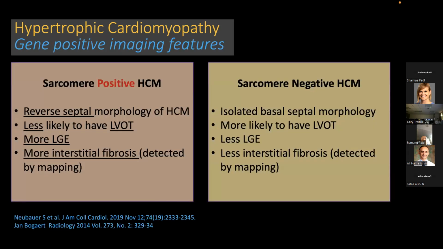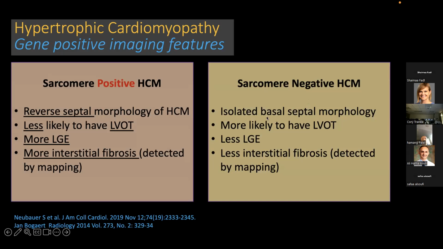Regarding the reported differences between sarcomere positive or gene positive HCM versus gene negative HCM, you can just remember that the spiral septal morphology, which usually does not have association with LVOT obstruction, or the anti-clockwise, what we call reversed septal morphology, is one of the features. But note that you can see more LGE or more elevation of the T1 and ECV values in those patients, indicating more interstitial fibrosis. And the opposite, you can see in sarcomere negative patients.